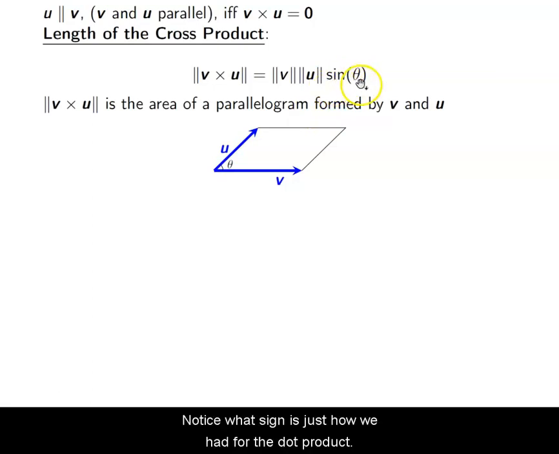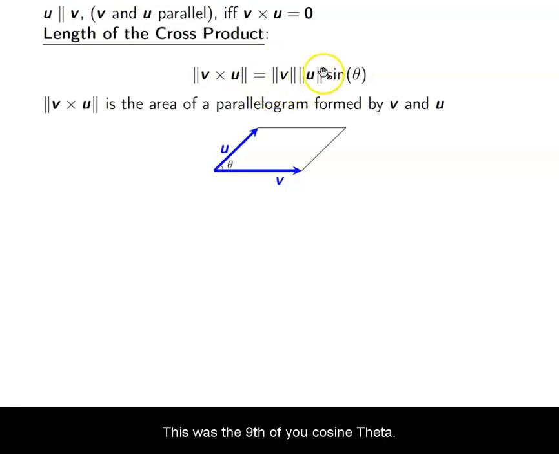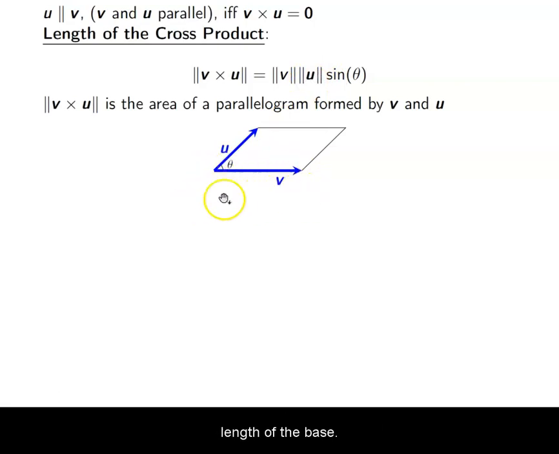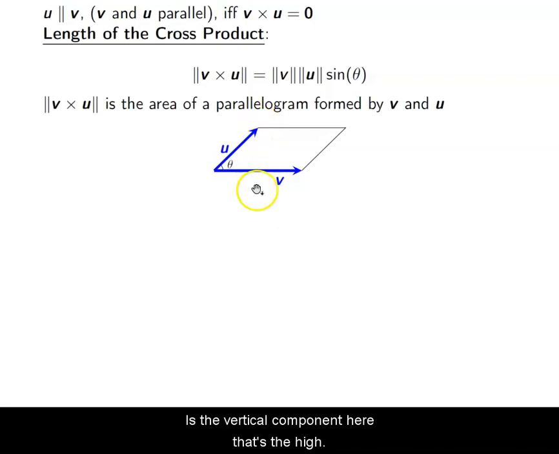Notice what sine is. Just how we had for the dot product, we thought about this as the length of v, this was the length of u cosine theta, right? So here we're thinking about it as the length of v times the vertical portion of u. So the length of v is the length of the base. The length of u sine theta is the vertical component here. That's the height. Okay, so for any rectangle, it's base times height.